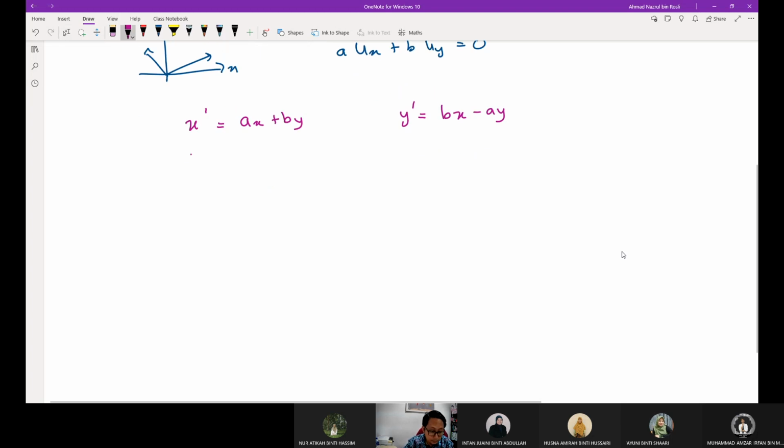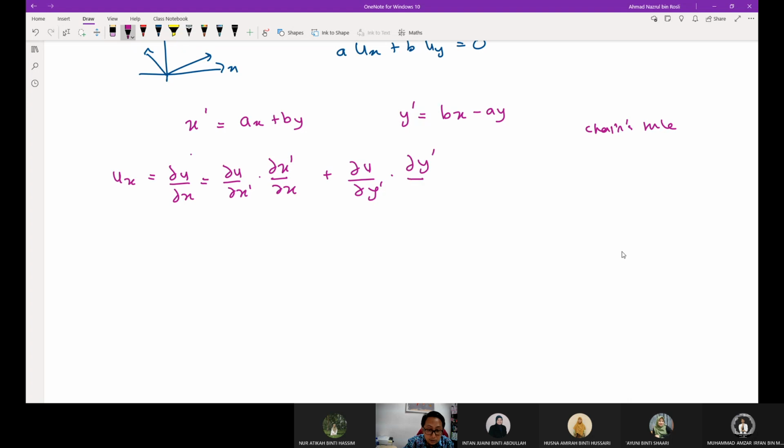So from here to get the ux, first we need to find ux. To get ux, differentiate du over dx. To find this, we are using the chain rule. Okay, chain rule. I think you have met this in calculus, also in Tamidi. So for this one it will be du over dx prime, dx prime over dx, plus du over dy prime, dy prime over dx.